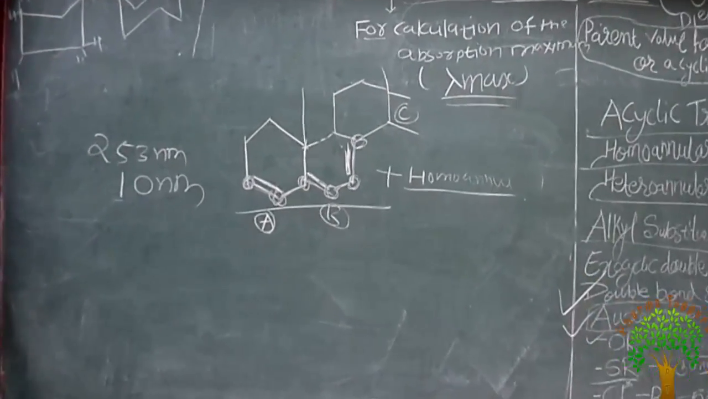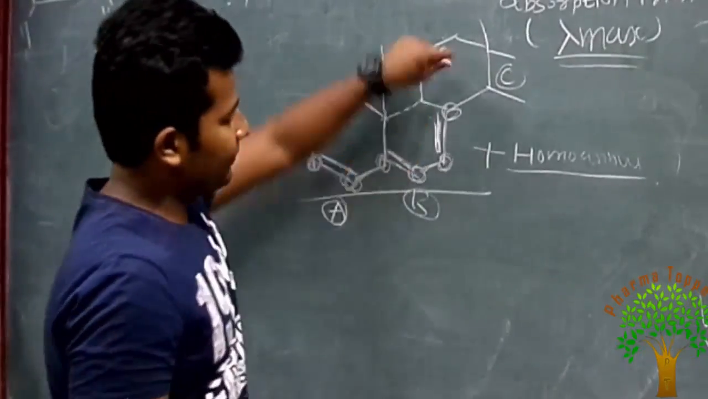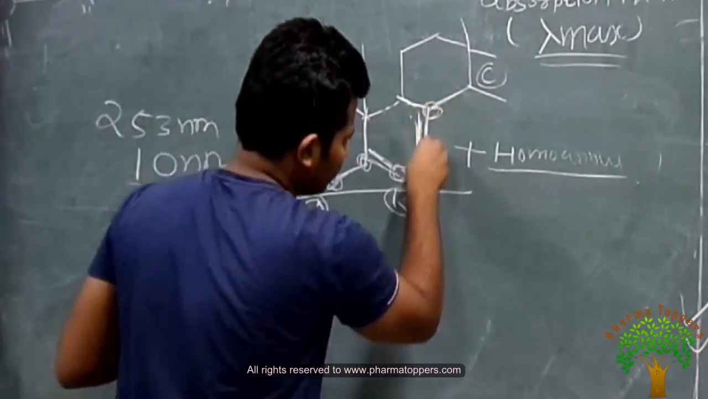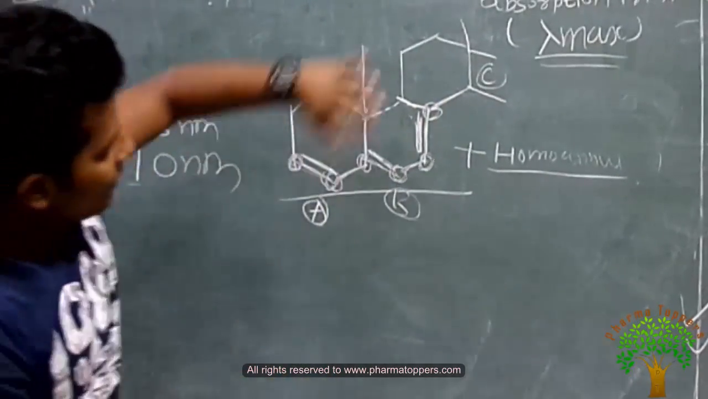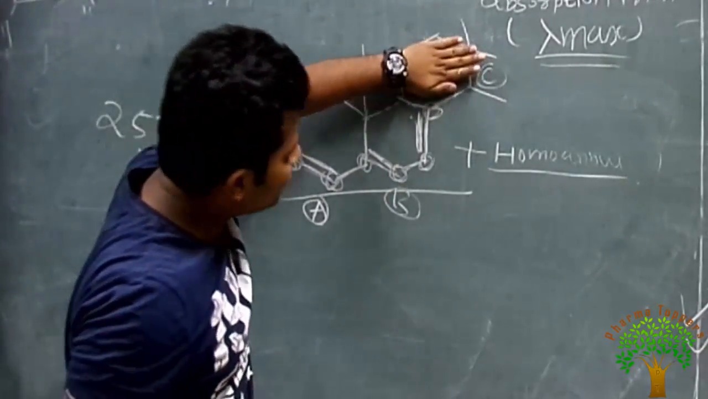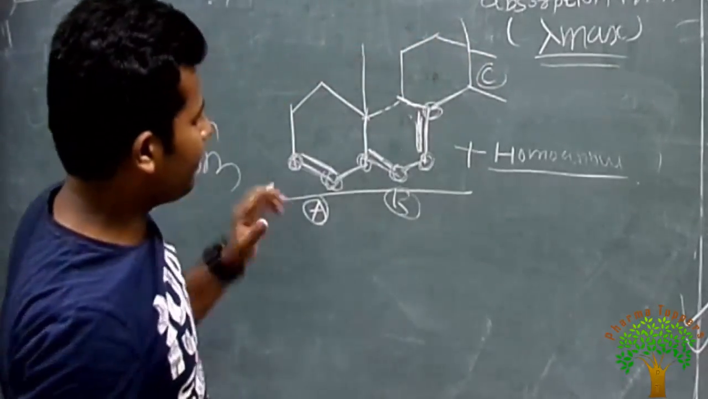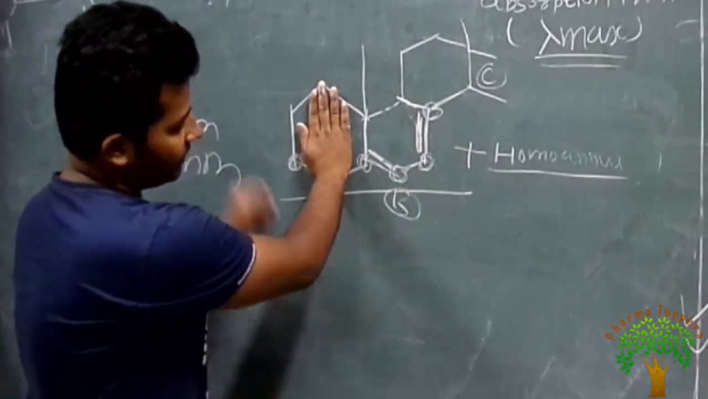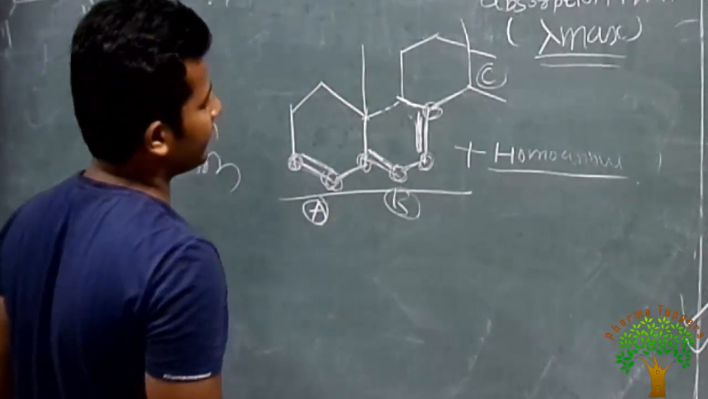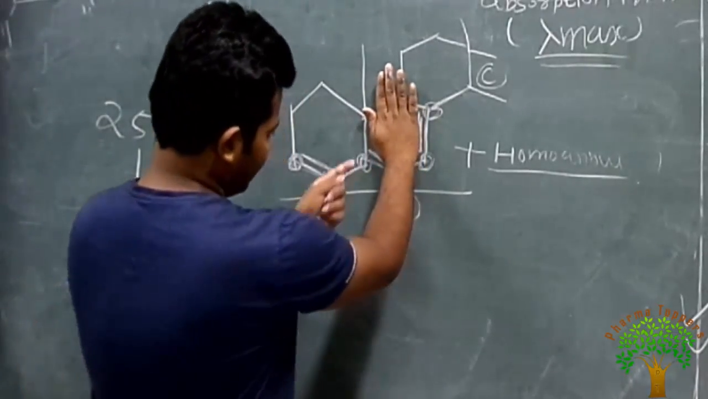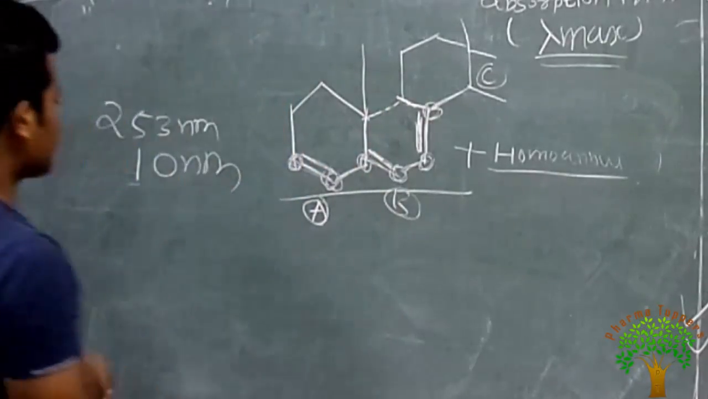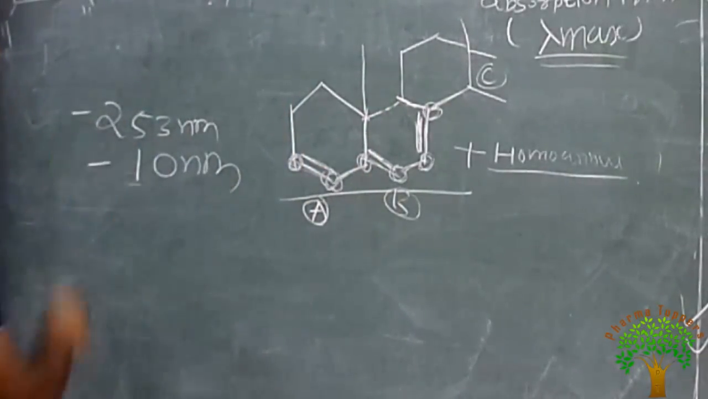See this ring, C ring. This double bond is exocyclic to the same ring, that is one exocyclic double bond, and this ring also contains another exocyclic bond. That's why there is a presence of two exocyclic double bonds. In case of this ring, there is no exocyclic double bond. That's why the structure contains two exocyclic double bonds.